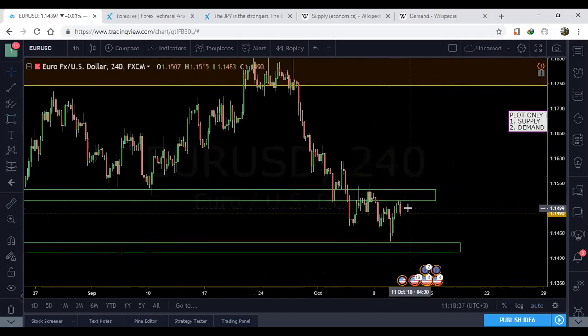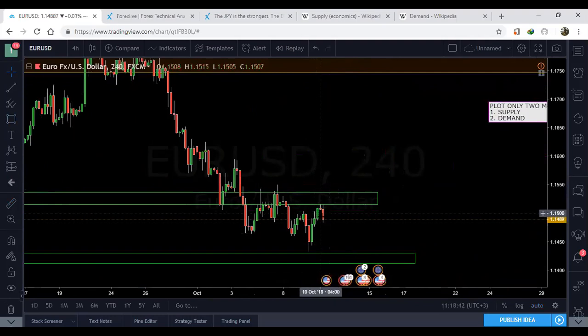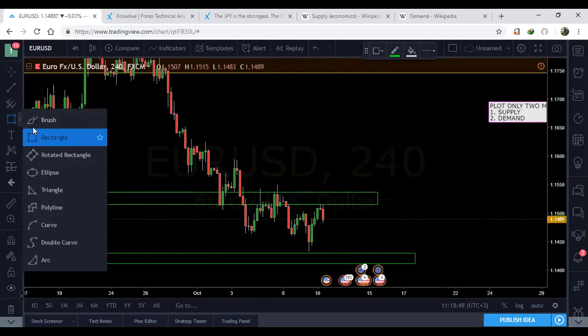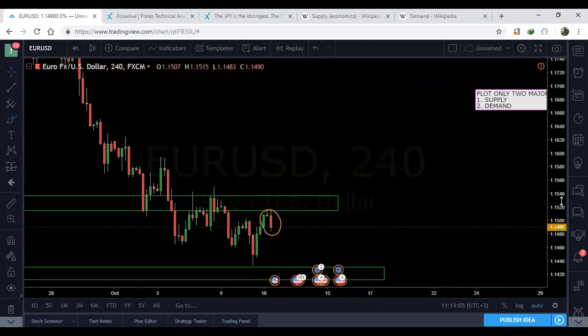Now this price has just been rejected here. We can see that there is an evening star in play. Evening star candlestick in play. If you don't know the evening star, it's these three candlesticks. It's a bullish candle, a doji or a small pin bar, and another bearish candle, signifying a potential reversal.